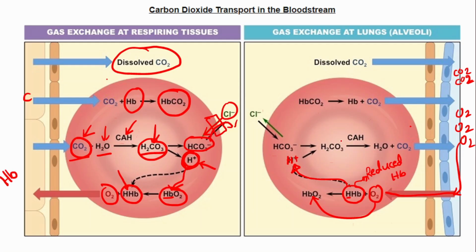Bicarbonate ions in the plasma are pulled back inside the red blood cell via the same band 3 protein, and to maintain electrical neutrality, chloride ions are pumped out of the cell back into the plasma. Once inside, the re-entered bicarbonate combines with the released proton to create carbonic acid. Carbonic anhydrase enzyme immediately catalyzes the reverse reaction, breaking this carbonic acid into water and carbon dioxide.